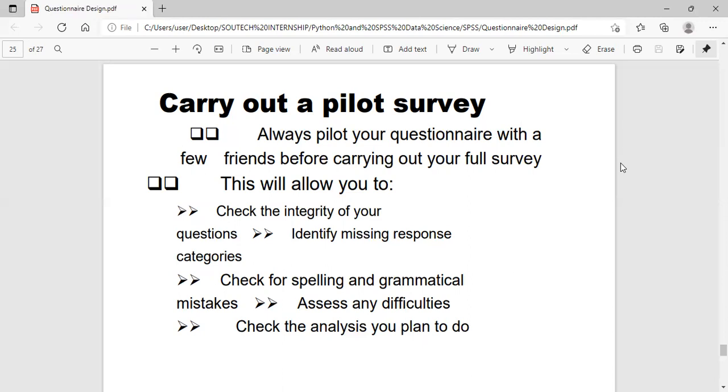Now, check for spelling. It also helps you check for spelling and grammatical mistakes. You make a mistake, and they say there's a mistake in this place, so please check. Next, assess any difficulties. It helps us to assess difficulties, especially places that they do not understand. They can ask you questions, and then you could add more context to your survey, or you could make a place to describe that question to your other respondents. Next, it helps you check the analysis you plan to do.